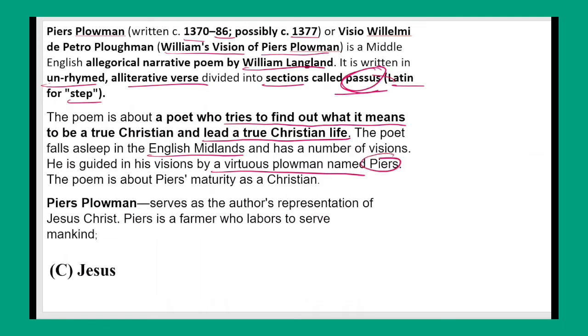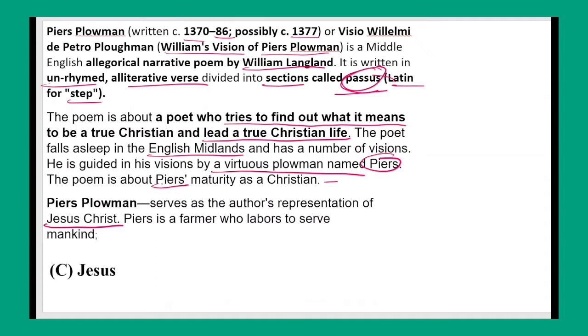The poem is about Piers' maturity as a Christian. Who is Piers here? The one who is guiding the poet Langland is none other than a Christian. What does Christian mean here? He is God himself, Jesus Christ. Piers Plowman serves as the author's representation of Jesus Christ. We can find the guiding force, the guide, the one who leads the poet: Jesus.